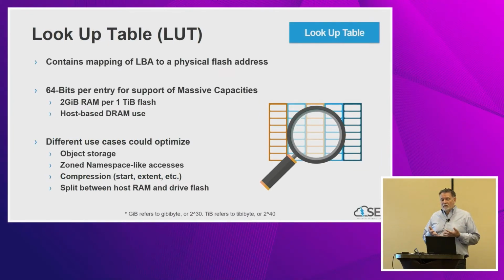There are things that you could do for your own purposes that would be fairly straightforward. It would be easy to turn it into an object store. It would be very easy to implement a zone namespace-like interface. And in fact, we have an example of that in the Virtio drivers. If you wanted to implement compression in your storage stack and make it a start and extent type structure, once again, very straightforward to do.